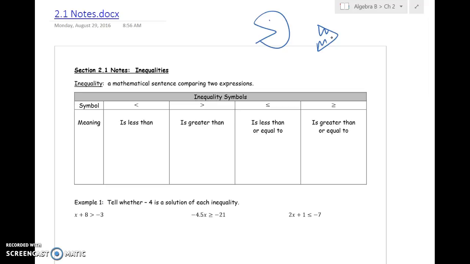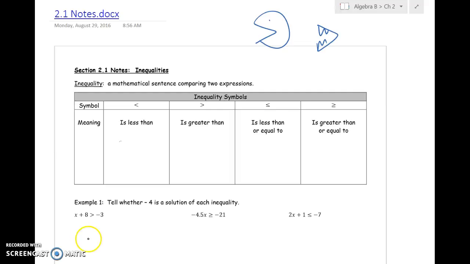So this first symbol is the is less than symbol. If you see this symbol, it means is less than. The next one is greater than. The next one is less than or equal to. Notice the line underneath the symbol. That's indicating that it could be less than or it could be equal to. And then the next one is greater than or equal to.